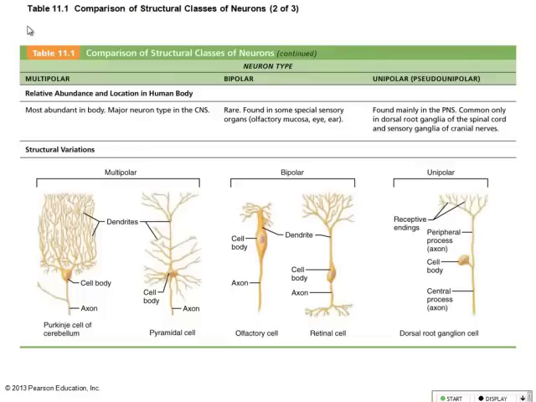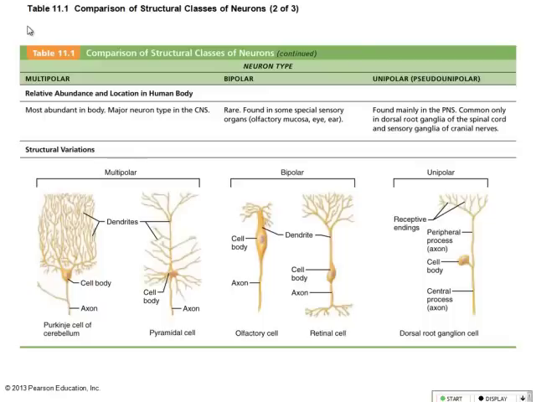Bipolar neurons, not as abundant in the body, but when we talk about sight, second semester, first chapter, we're going to talk about bipolar neurons. So we'll see these kinds of neurons in senses like sight. We also find them in olfactory. What's that? Our sense of smell. Yes. We find them in the inner ear for our sense of hearing. So when we talk about the special senses, we're going to talk about these guys. And then found mainly in the peripheral nervous system, we have our unipolar.